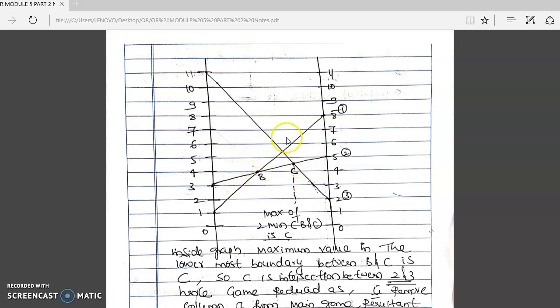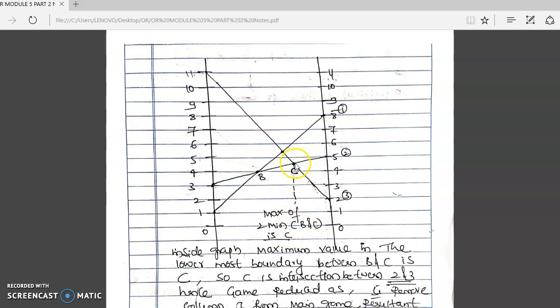So on the lowest boundary of the elements, the two minimum elements are B and C. Out of B and C, C is the maximum. We have to consider only these two points, B and C. Out of these, there are many points, but the minimum points are B and C. Out of these two, C is the maximum. So find the max of the two minimum points, B and C, which is C.